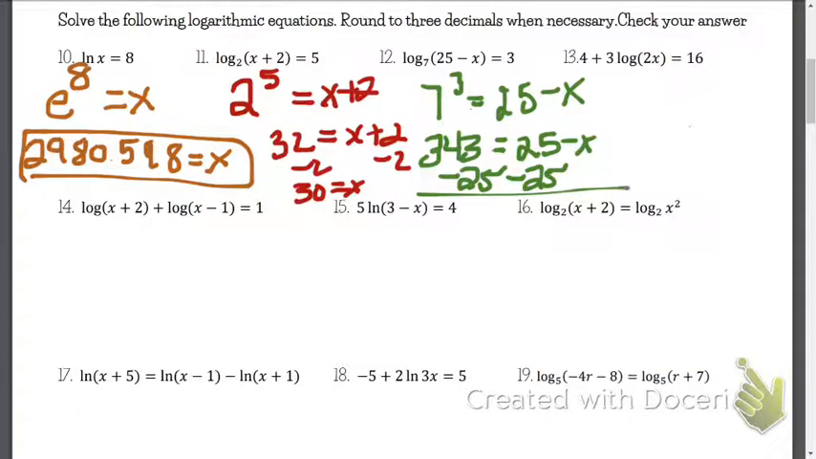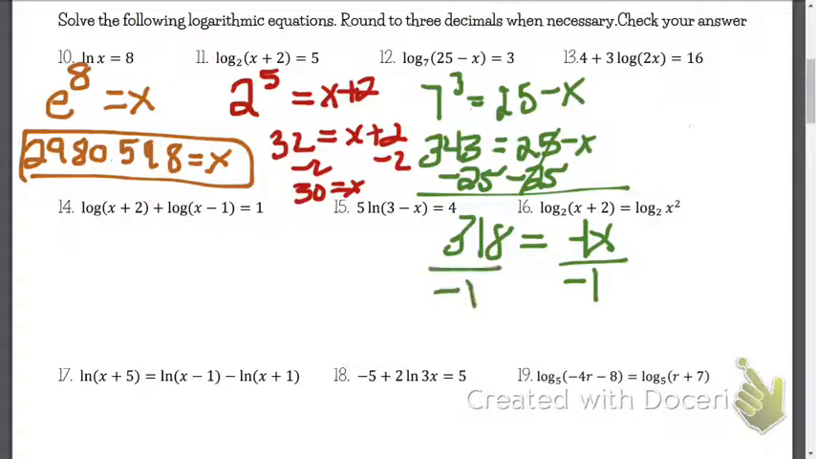When I subtract 25 from both sides, I get 318 is equal to a negative x. What do we do with the negative x? Guys, it's understood to be a 1, so we would divide both sides by a negative 1. x is equal to a negative 318. Now, you need to check your answer. Will that give you the correct solution? Will it give you a valid solution? How do we check our answers?